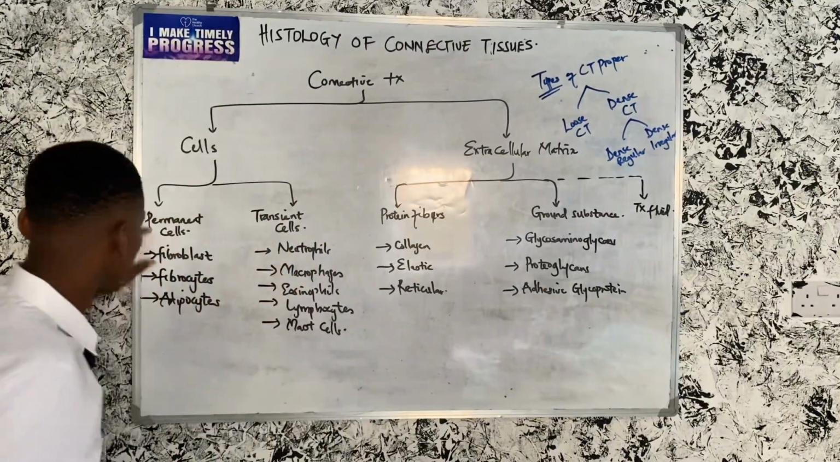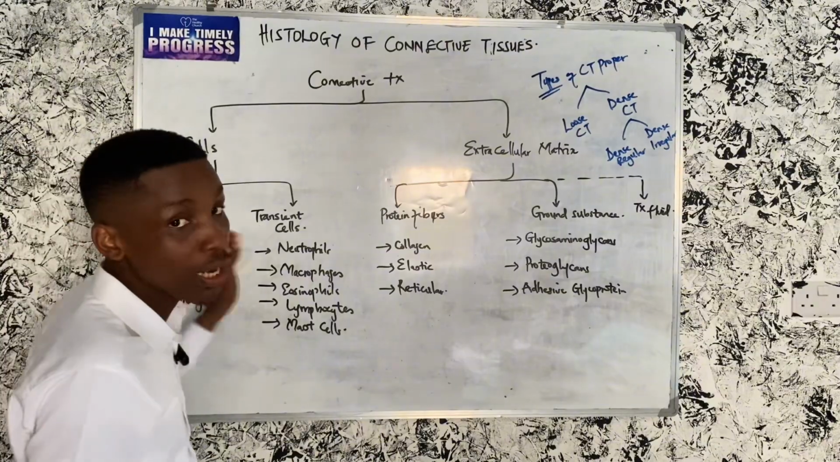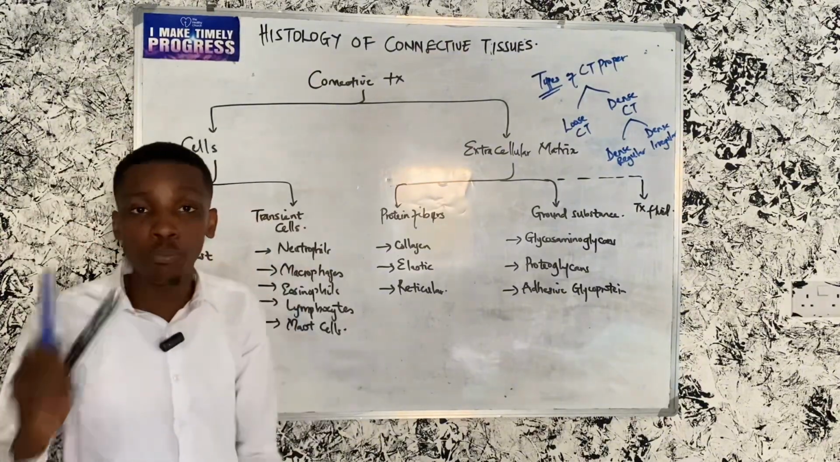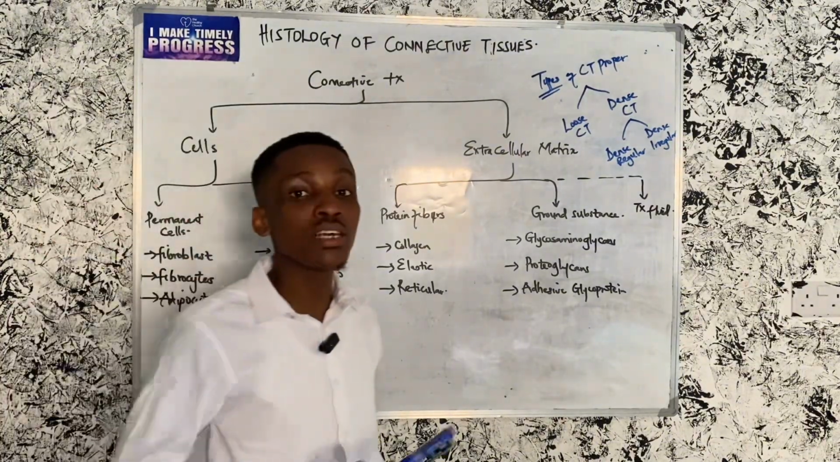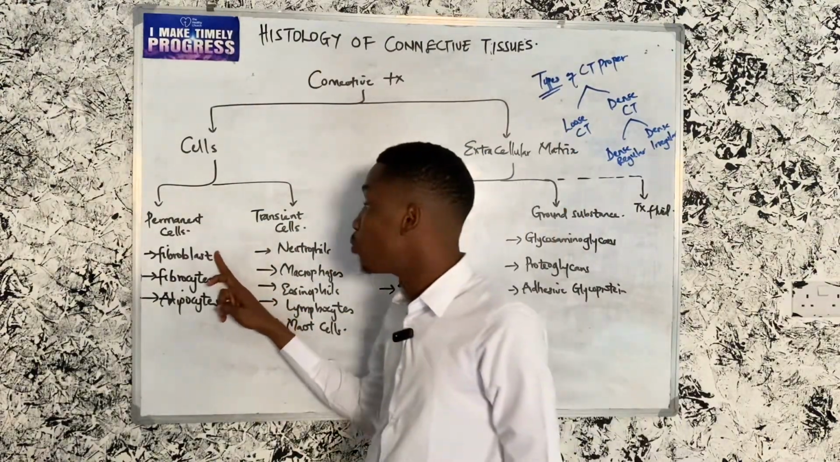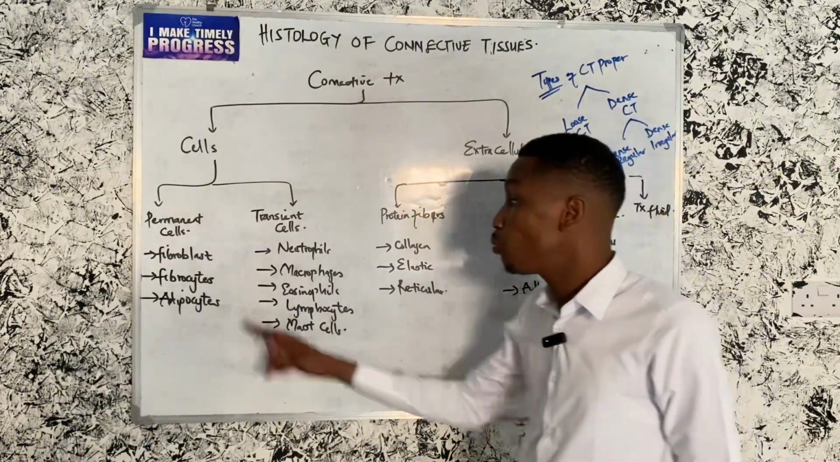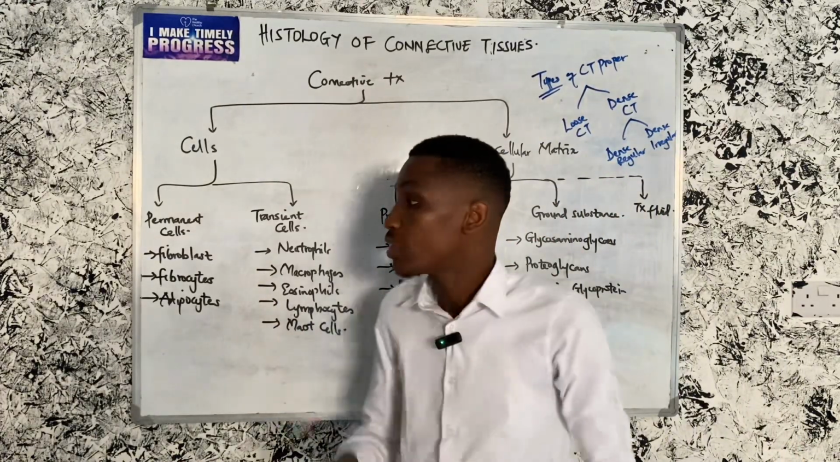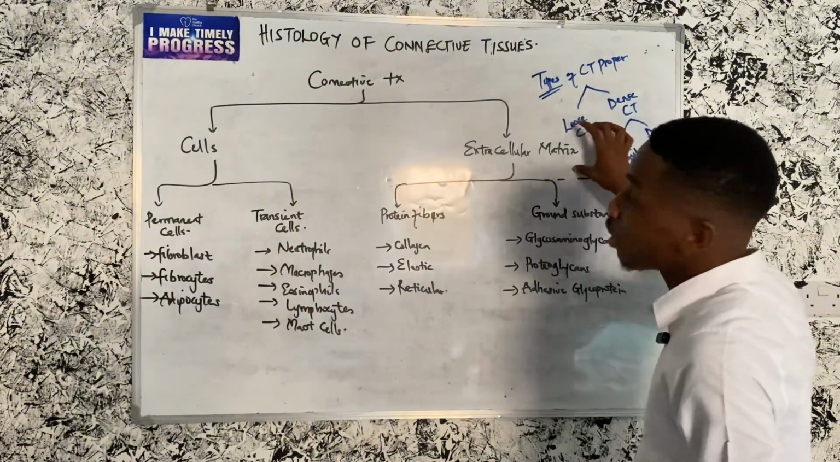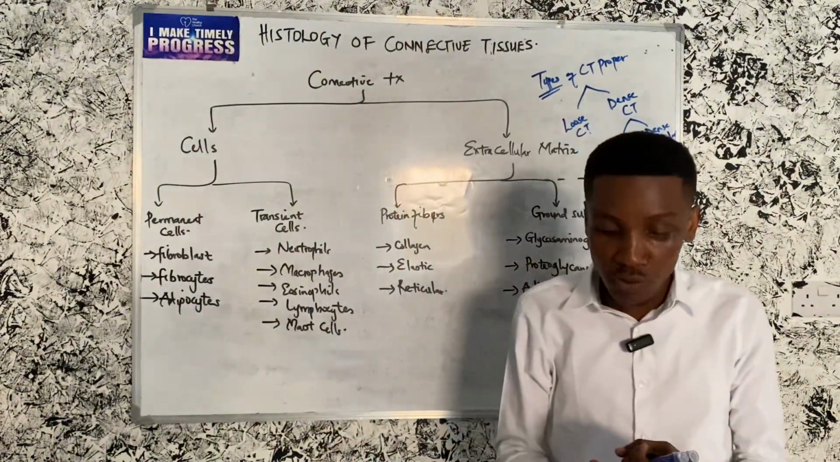Now for the permanent cells, we have fibroblasts, fibrocytes, and adipocytes. The fibroblast is the most abundant. You must note, a fibroblast is the most abundant cell type that we have in connective tissue. Beyond that, fibroblasts are very active. They're the ones that will produce the extracellular matrix. So fibroblasts are the most abundant cell type in connective tissue.